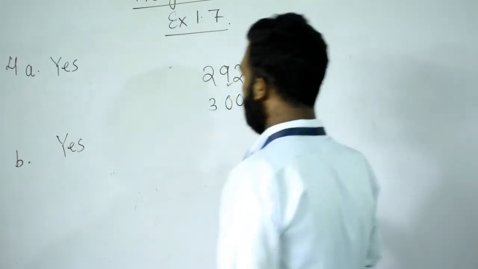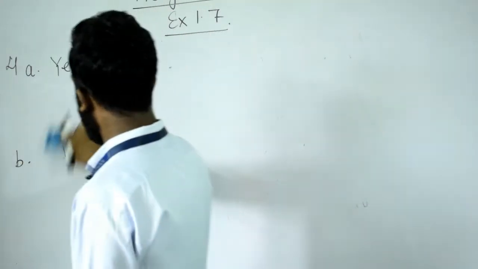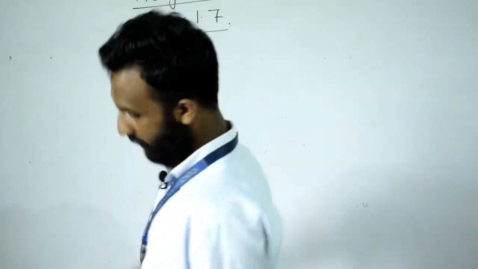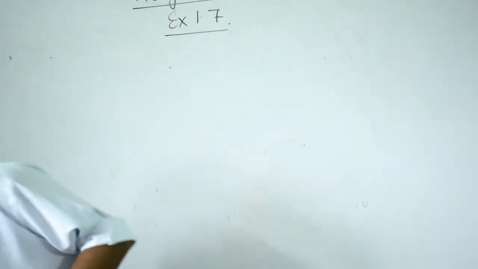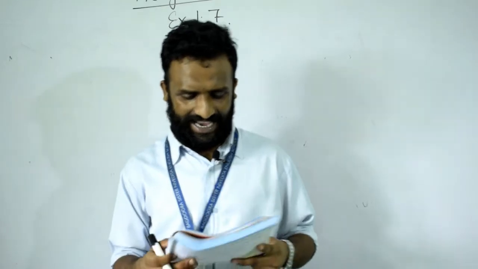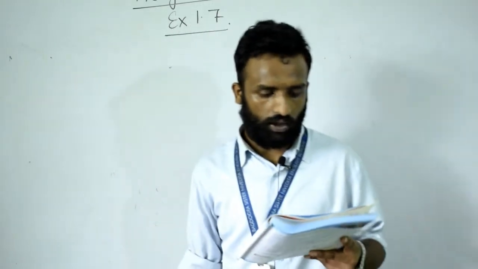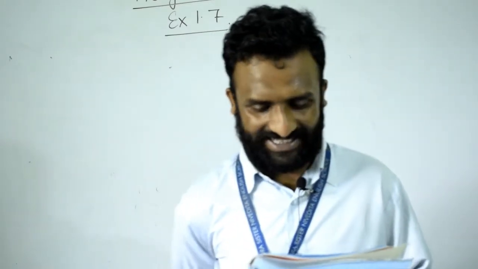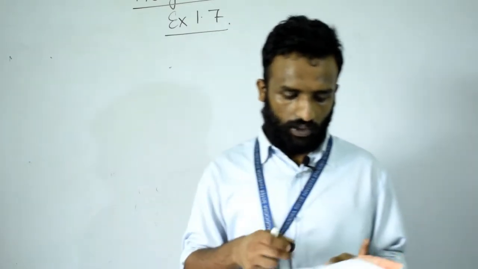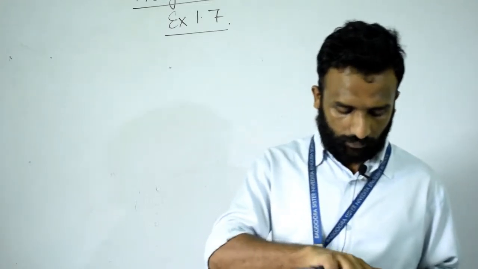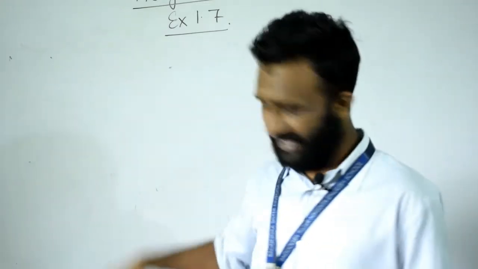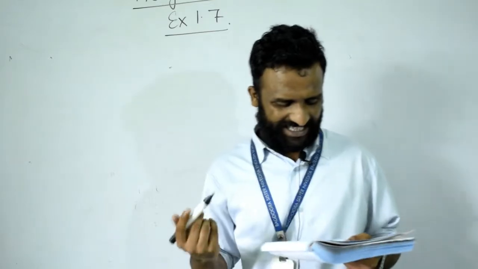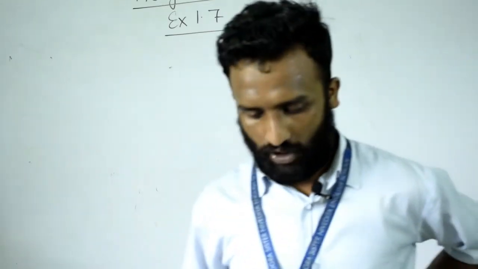So with this I have completed exercise 1.7. From 1.7, I have done question number 1, A and C, B, D, E. You practice it and do it as your homework. Question number 2, I have done B and D. You do A and C, E for homework. Question number 3 I did for you, and from question number 4 I did just now A and B. The remaining C, D, E you can do as your homework.